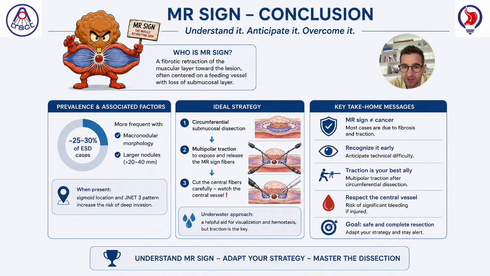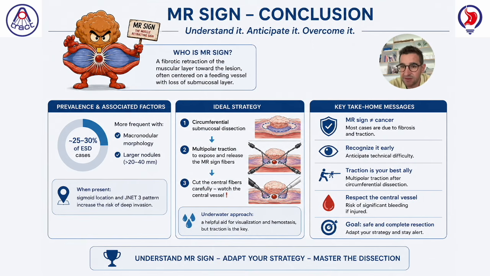The ideal strategy for me is a circumferential incision and trimming and dissection, then a multipolar traction that removes the size and achieves the resection with the dealing of muscle retracting sign. Underwater approach could help at any part of the procedure, except probably dealing with the central feeding vessels, where a big bleeding will be difficult to deal with underwater.